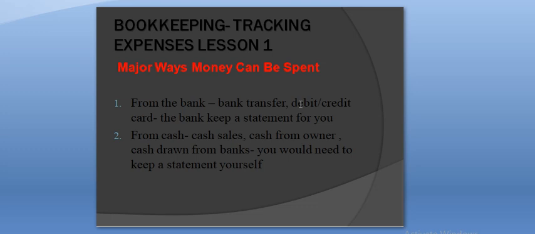So when you're spending money from the bank or putting all your money there, the bank keeps a bank statement for you. That is their job. So when you request for it, you can check it to see all of the money gone out of the business, and you can properly categorize that money going out. The second way money can be spent is from cash.